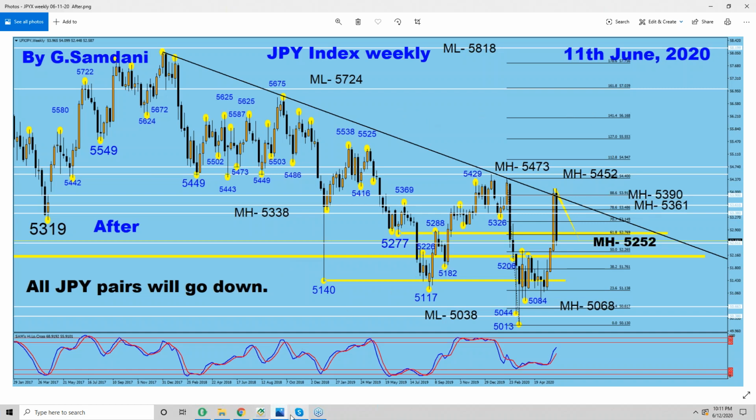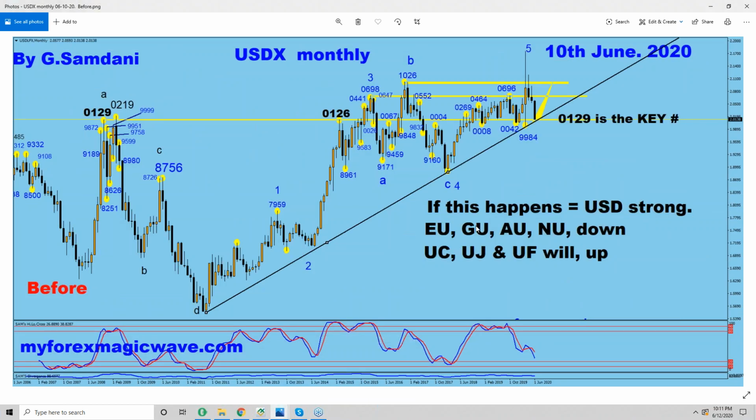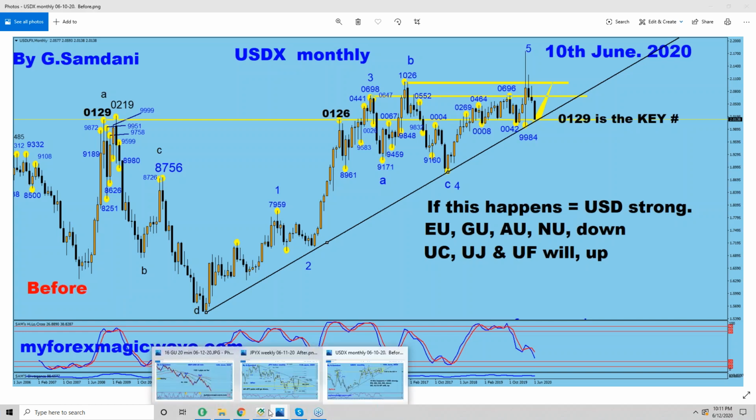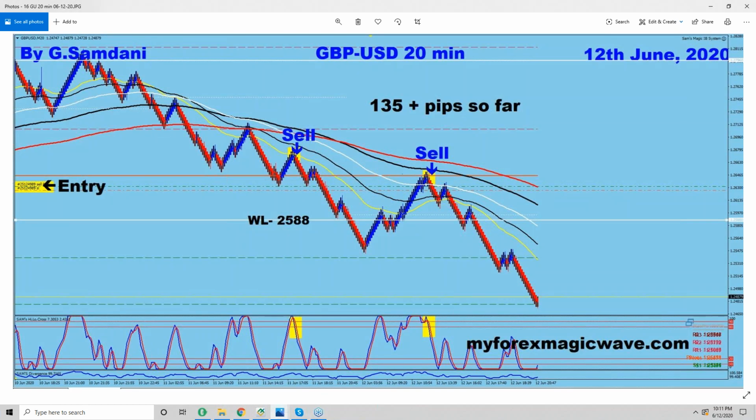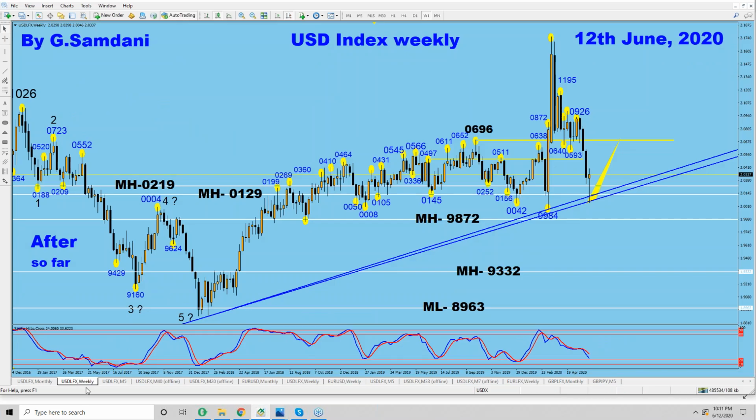So that's why. And for the USD, on the weekly chart I made on the 10th, I wrote down here: see, Euro USD, Pound USD, Aussie USD, and New USD down. UC means USD CAD, UJ, and UF, USD franc, will go up. So that's why I had all those pound USD trades. You just saw that in the last trade, but this was down, this was down. Why? Because of this.